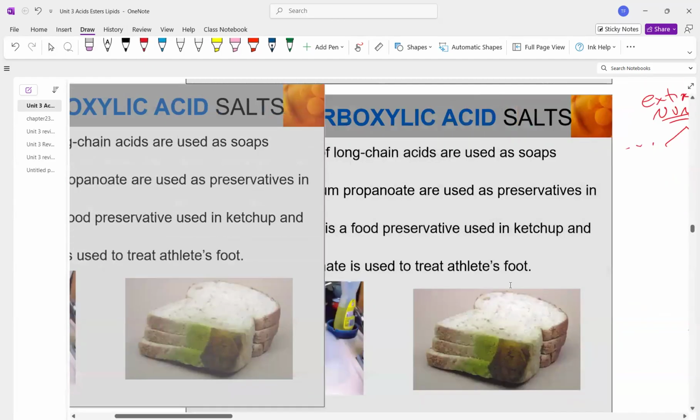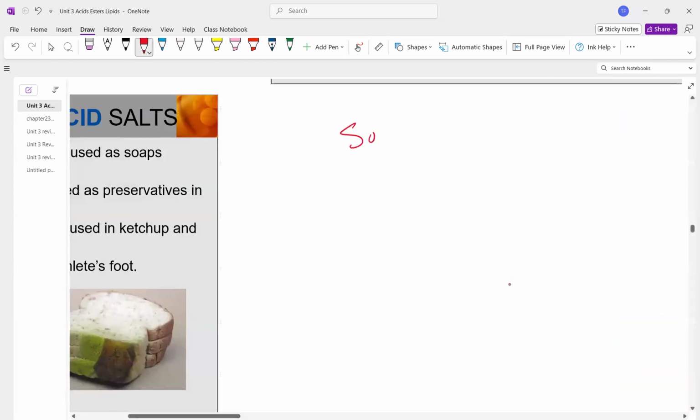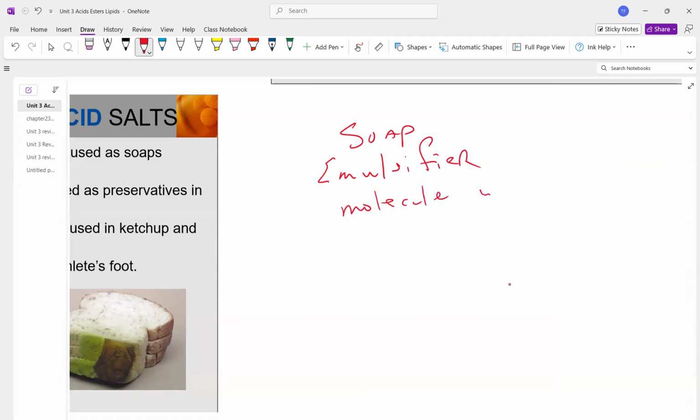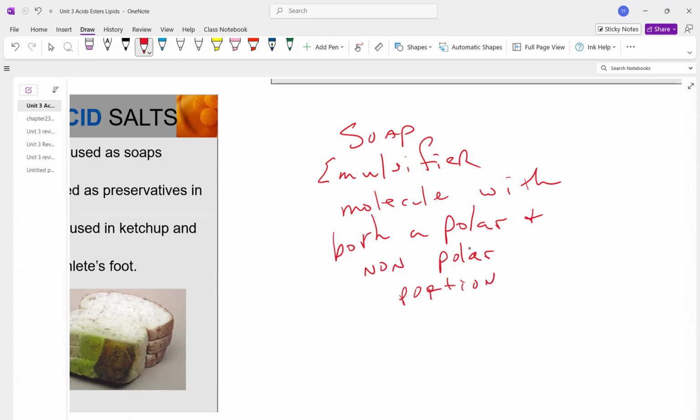Now, soap is an emulsifier. An emulsifier is a molecule with both a polar end and a non-polar portion.